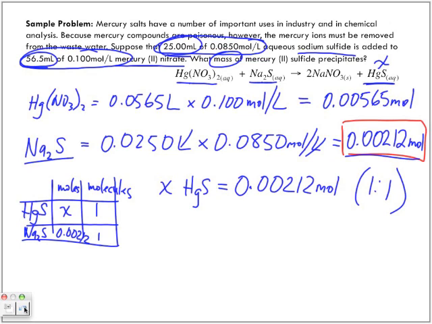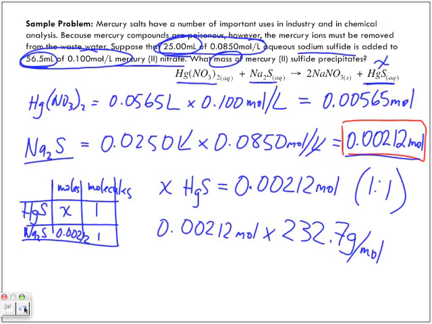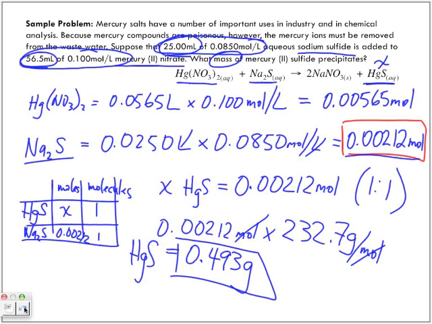The molar mass. We've got the number of moles, 0.00212 moles, and we're going to multiply it by the molar mass, which is 232.7 grams per mole. Moles cancel out. All I'm left with is grams. So the mass of the HgS, the mercury(II) sulfide, is 0.493 grams. The least number of significant digits in my question is 3, so that is my final answer.